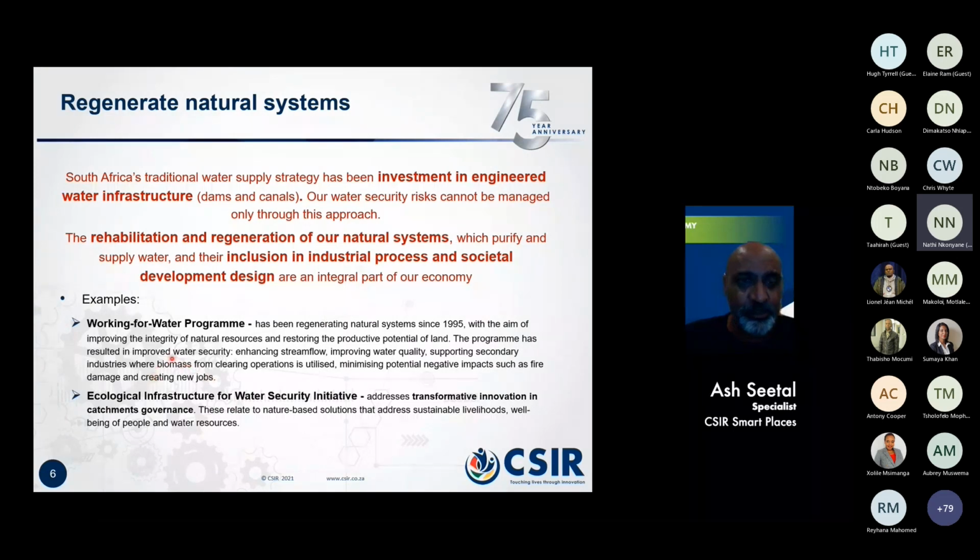Amongst the examples I've got, just two that we picked on. Working for Water, like I said, it's been around since 1995. The benefits from Working for Water, which removes alien invasive plants in the country, have improved water security in some of the areas where they've had the WFW program working, enhancing stream flow, improving water quality, and supporting secondary industries where the trees that are felled, the alien invasives, are used for charcoal generation, for furniture, etc.